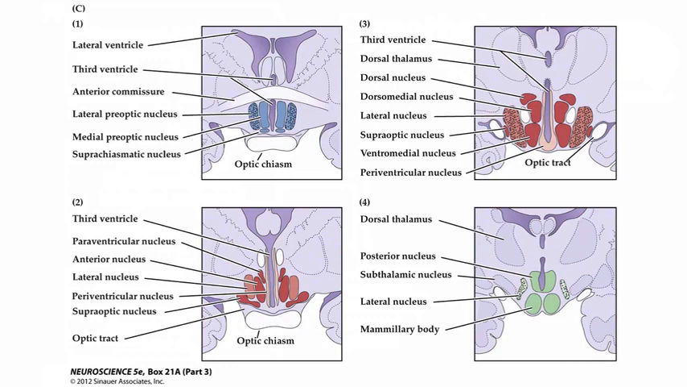Okay, I mentioned one can look at the hypothalamus in different axes, from front to back, from anterior to posterior, from medial to lateral.